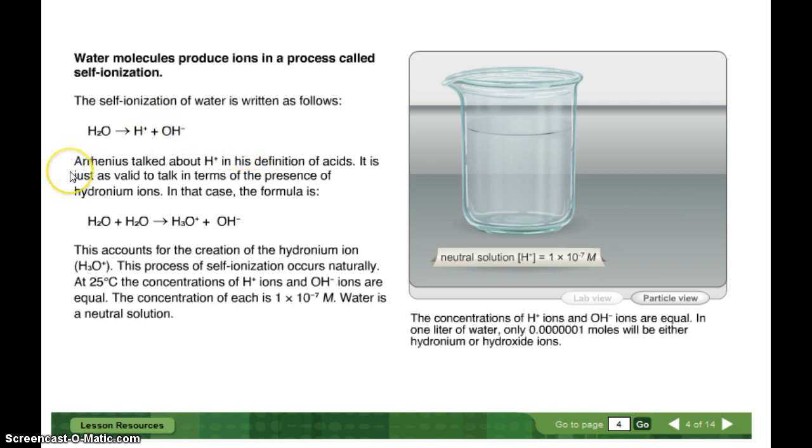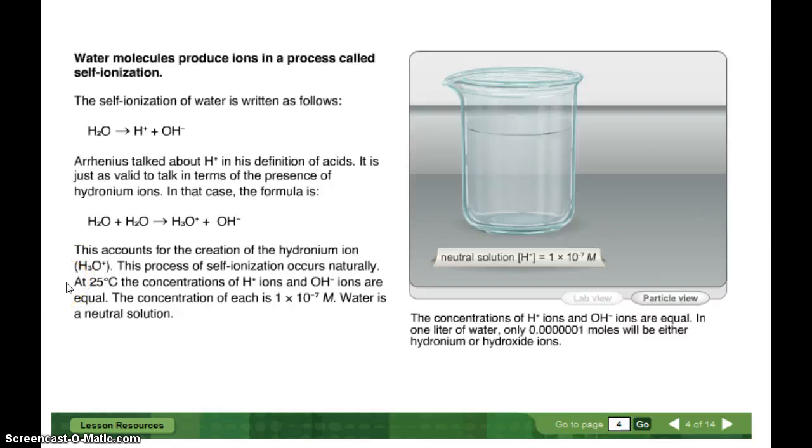Arrhenius talked about H+ in his definition of acids. It is just as valid to talk in terms of the presence of hydronium ions. In this case, the formula is H2O plus H2O. So we have two water molecules put together, and they yield H3O+, or a hydronium ion, plus hydroxide. This accounts for the creation of the hydronium ion, H3O+. This process of self-ionization occurs naturally.